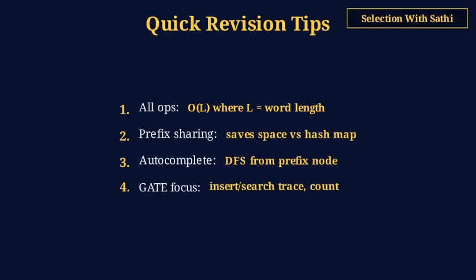Fourth, for a trie, inserting n words of average length L takes O of n times L time. Space is O of sigma times n, where sigma is alphabet size and n is total nodes.